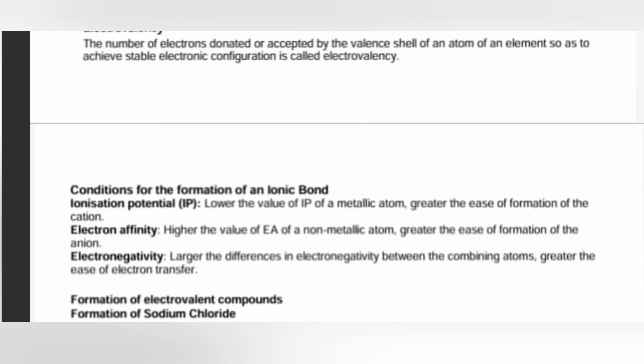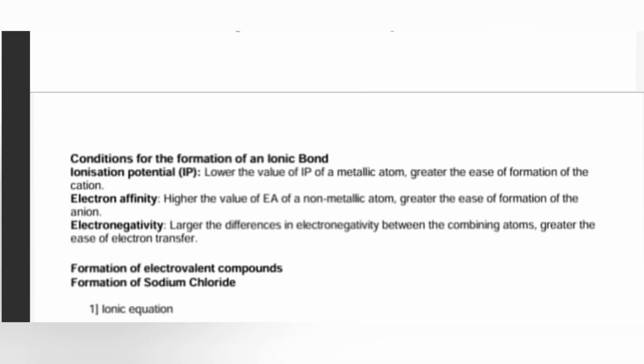The higher the value of electron affinity of a non-metallic atom, the greater the ease of formation of ions. So if the electron affinity is higher, then it is easier for a non-metal to form an ion. Then electronegativity: the larger the difference in electronegativity between the combining atoms, the greater the ease of electron transfer. So the greater the electronegativity difference, the greater the transfer of electrons.